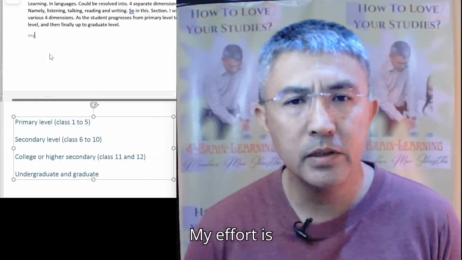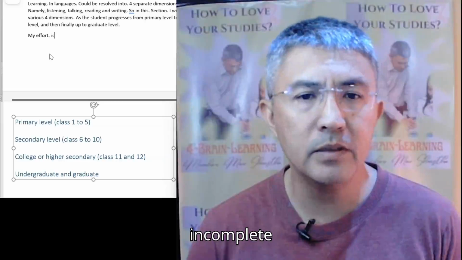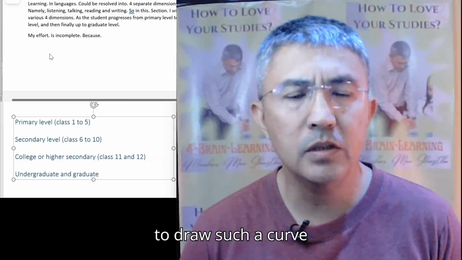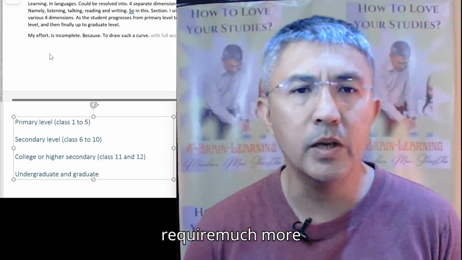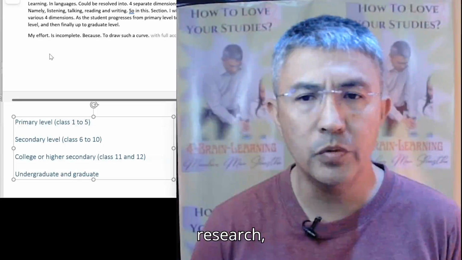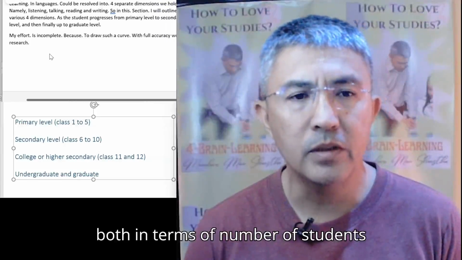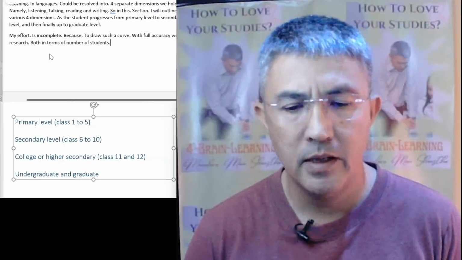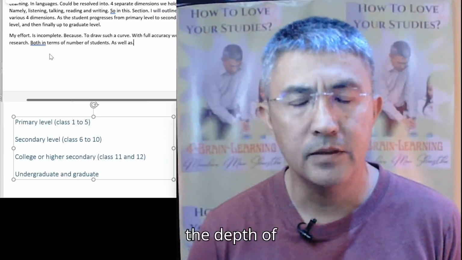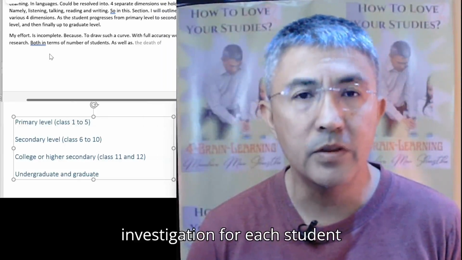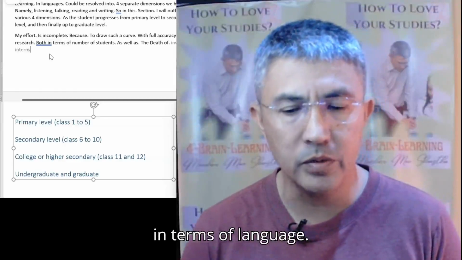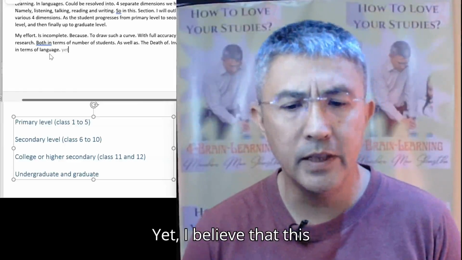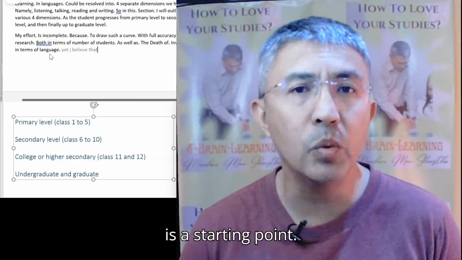My effort is incomplete because to draw such a curve with full accuracy would require much more research, both in terms of number of students as well as the depth of investigation for each student in terms of language. Yet, I believe that this is a starting point.